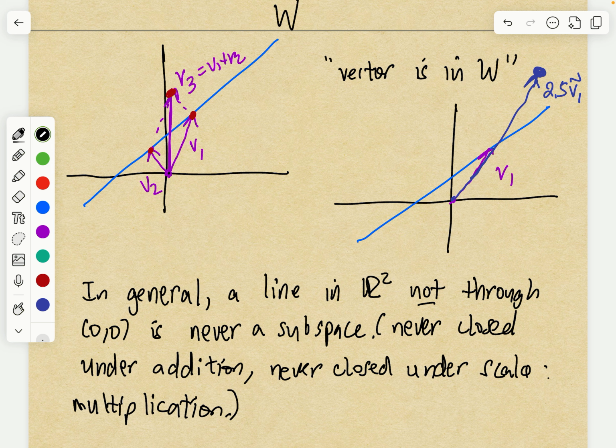It's kind of interesting because whenever you have a line through the origin, it passes all 3 properties. It's non-empty. Non-empty is not such a big deal, honestly. But it's non-empty, closed under vector addition, and closed under scalar multiplication. But as soon as you have a line that doesn't go through the origin, it doesn't have any of those properties. It doesn't have any of the closure properties.